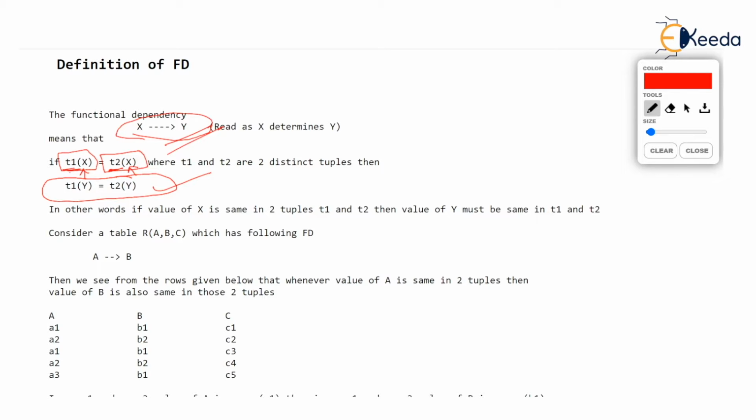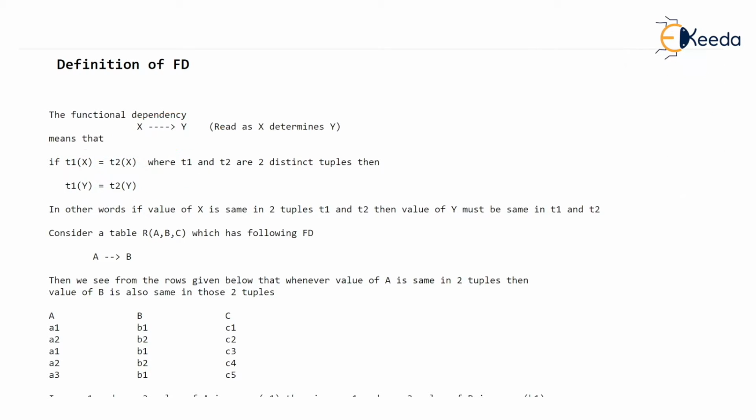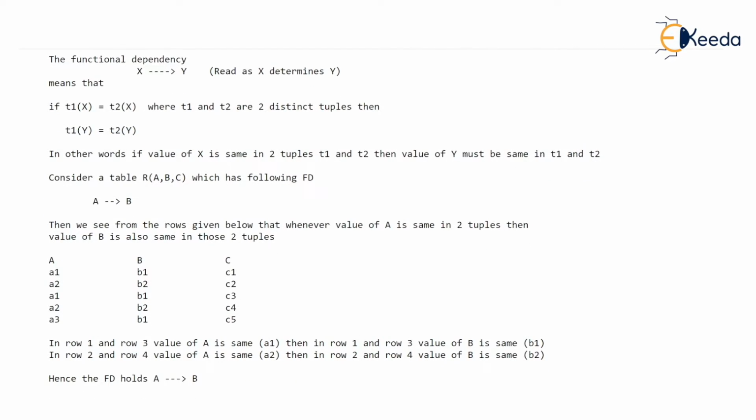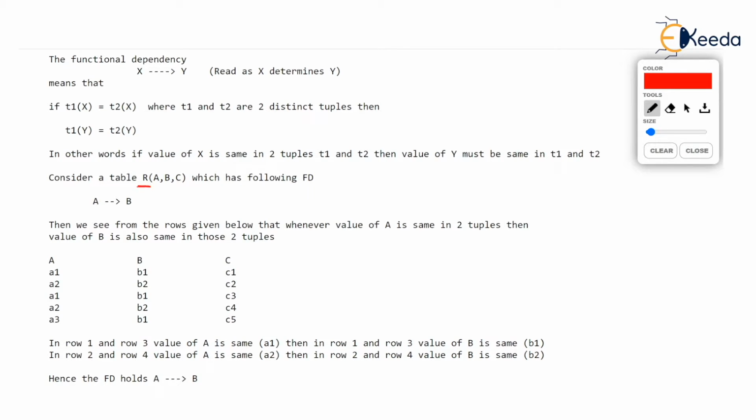As an example, just consider a table like this. The name of the table I have kept here is R. R is the name of the table, and there are three attributes or columns A, B, C. And we have been told that there is a functional dependency A determines B. Now watch out for some of the rows of this table. Note that A, B, C are the attribute or column names of the table, and the following are the rows of the table.